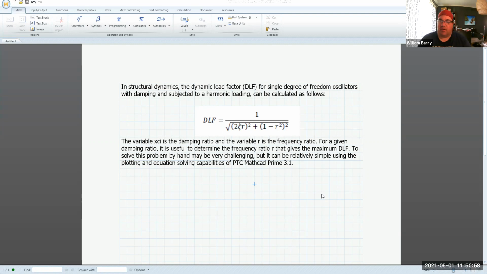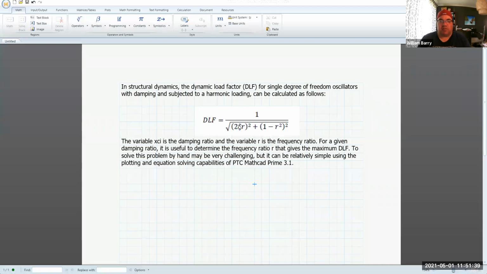So in a nutshell, in structural dynamics, there's an item called the dynamic load factor, and it applies for single degree of freedom oscillating systems. And this particular equation is for such a system with some sort of damping mechanism in the system. And also that system is subjected to a harmonic loading, a loading in the form of some amplitude with a certain frequency. It's basically a sine function. But that's just some background.